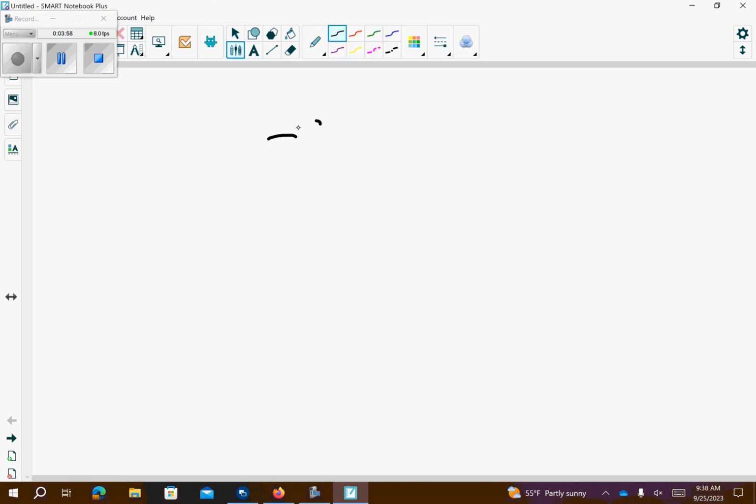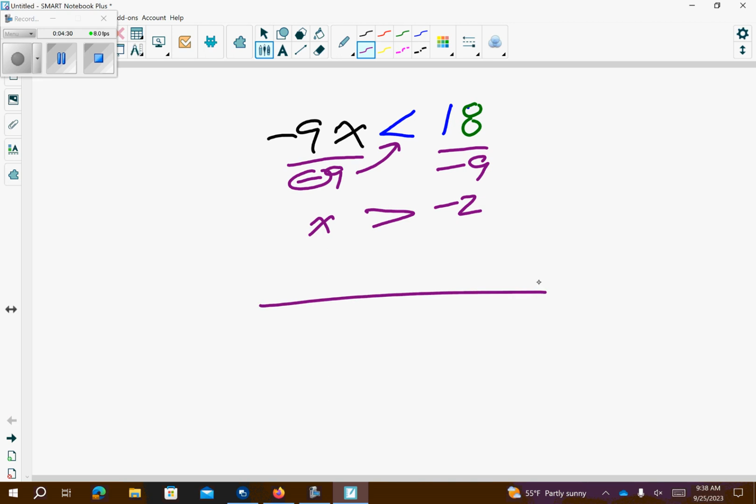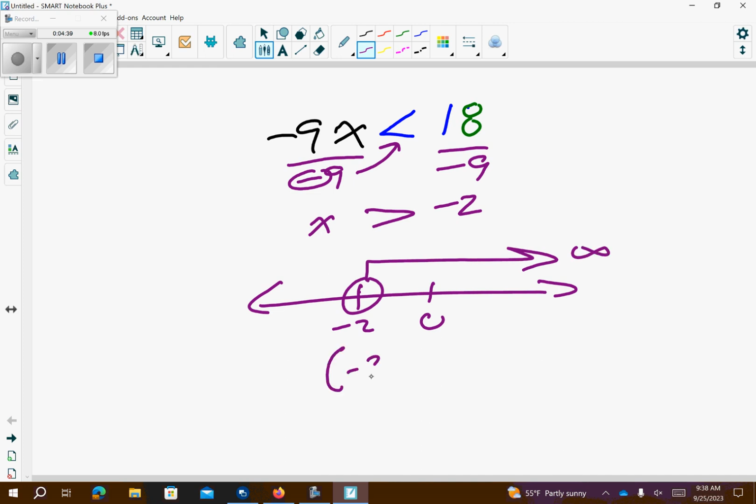All right, so we have negative 9x is less than 18. So we're going to divide each side by a negative 9. Being this is negative, that's going to flip that sign over. So x is going to be greater than, notice the sign flipped, and I get negative 2. So if you look at here, you had negative 2 here, 0 here. This is an open dot going forever this way to infinity. So the interval notation would be from negative 2 to infinity.